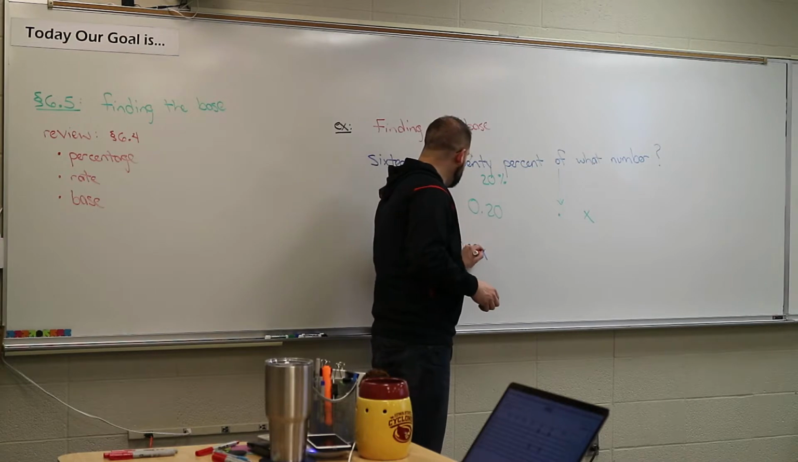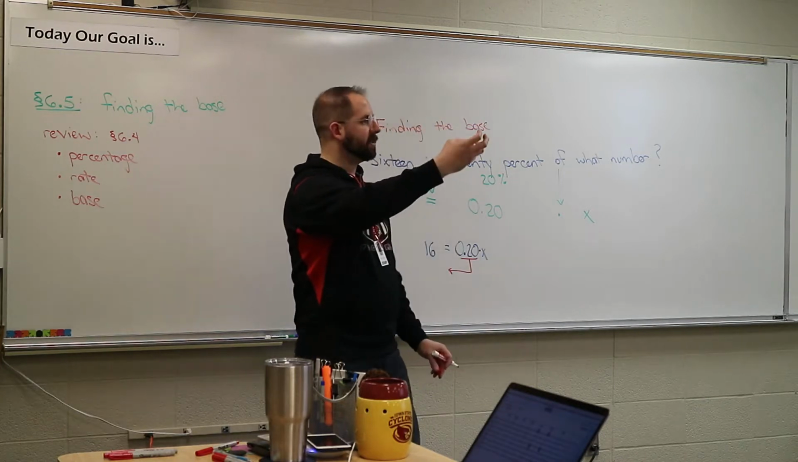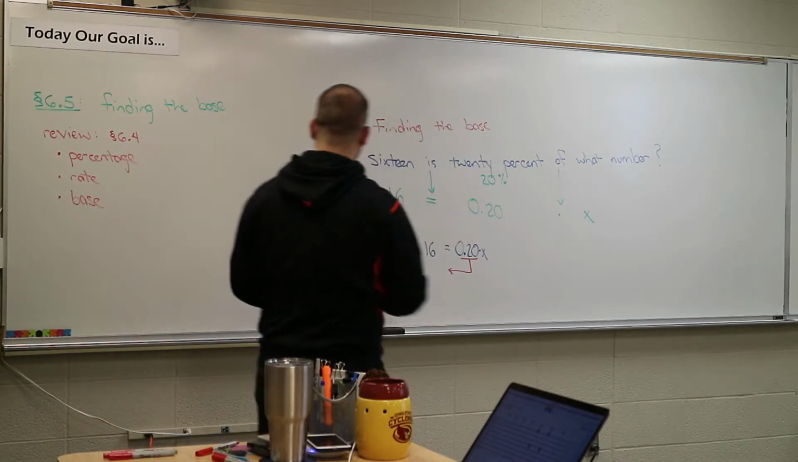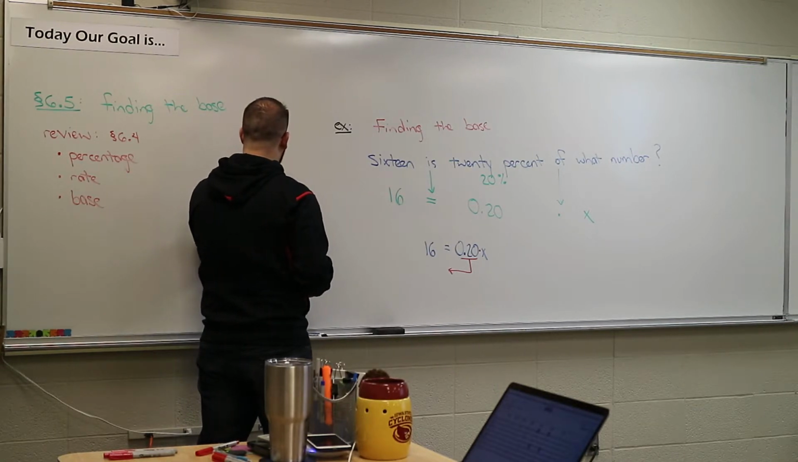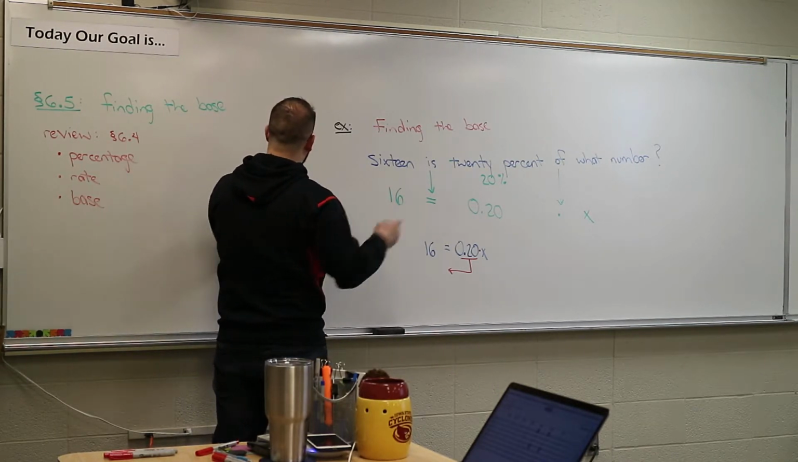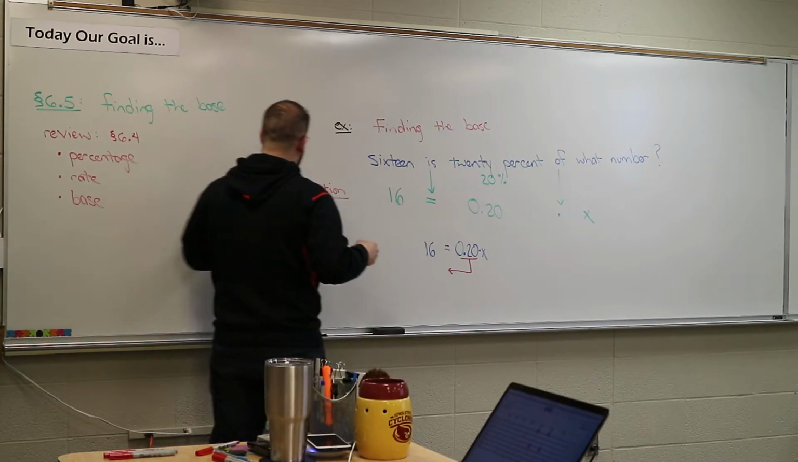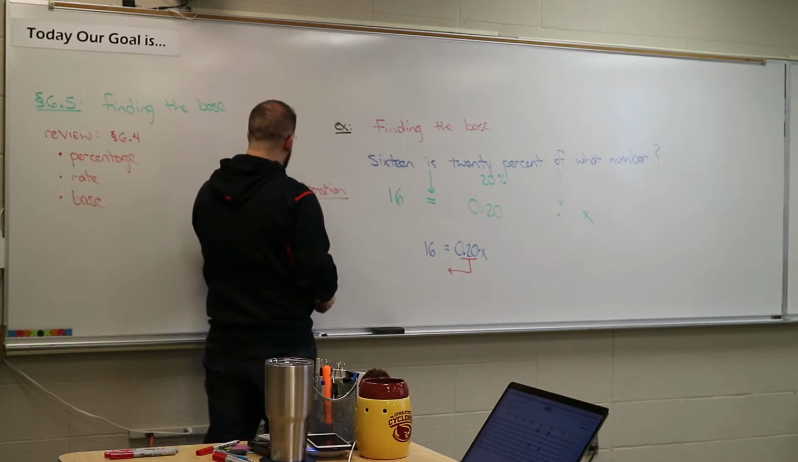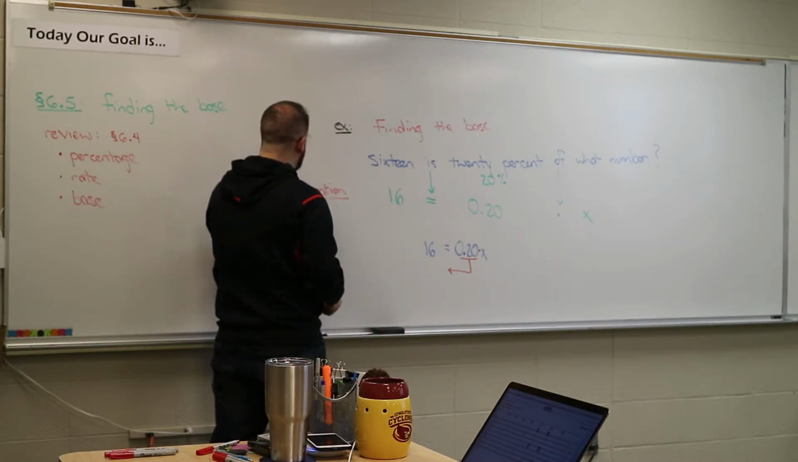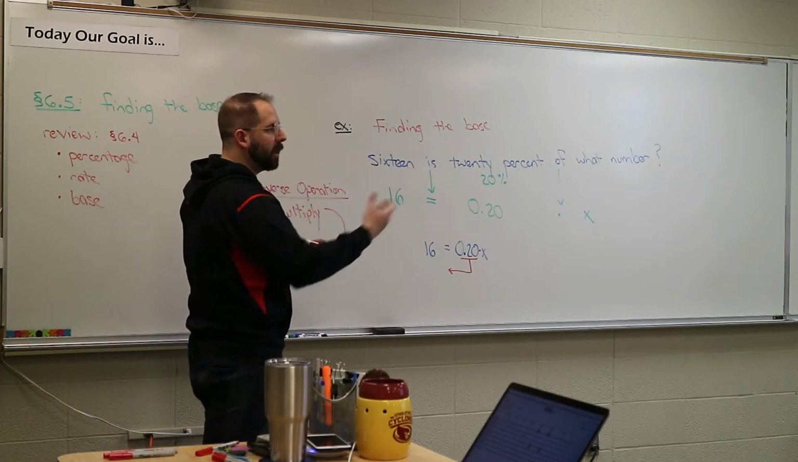So what I always tell you is to take the number that's attached to the x, take it to the other side, and do the exact opposite. It's called an inverse operation. In fact, I'm going to write that word on the board. An inverse operation in math is doing the exact opposite of what your operation is. So if they're multiplying, what is the opposite operation of multiplying? What's the exact opposite of multiplying?